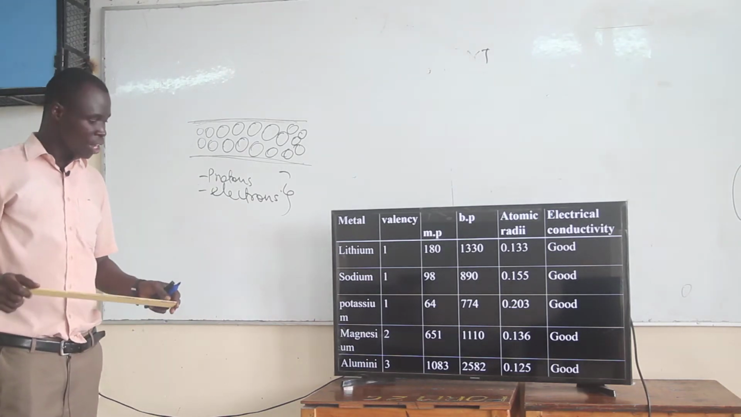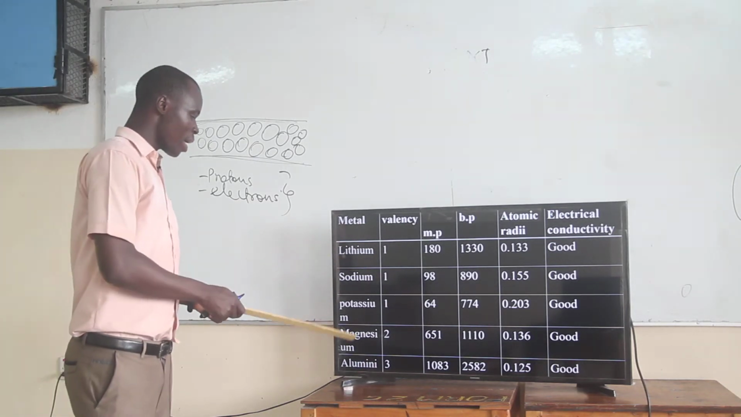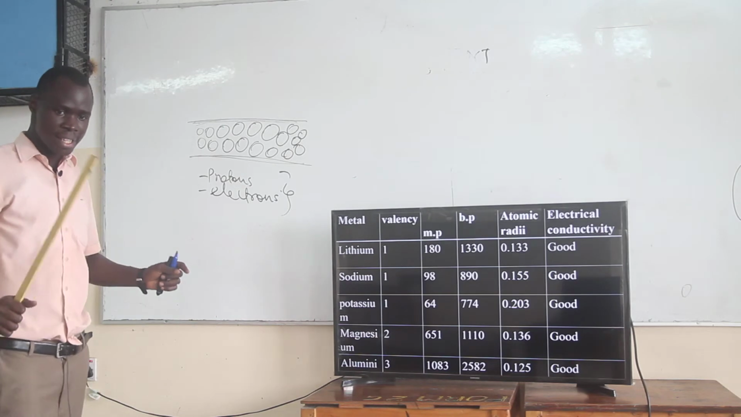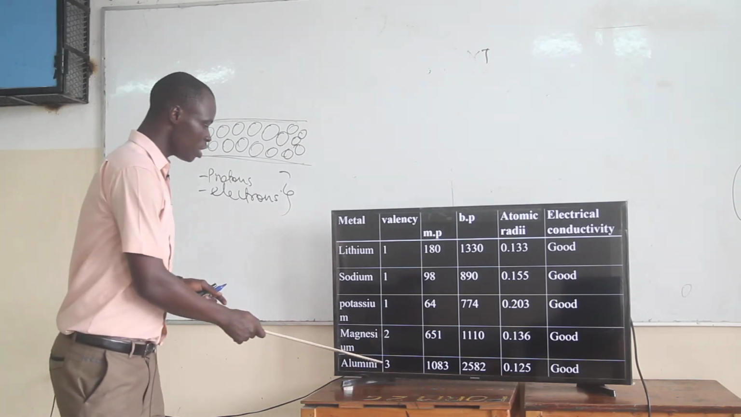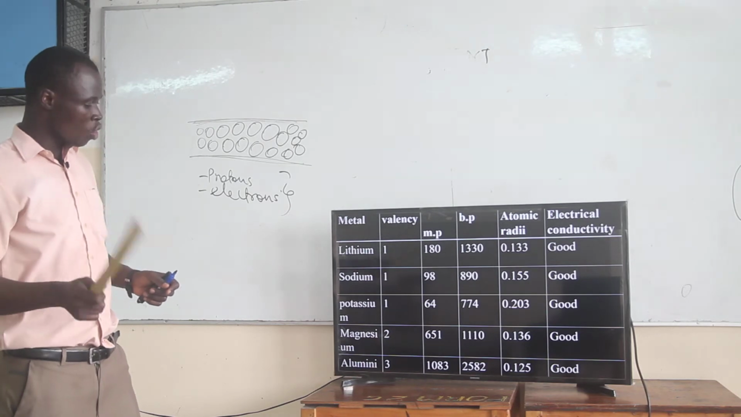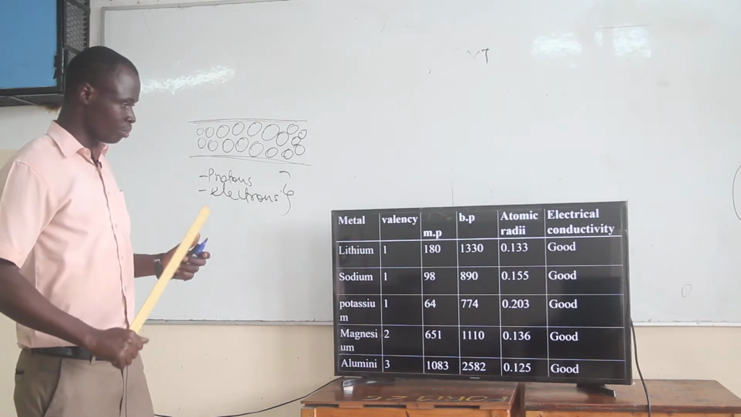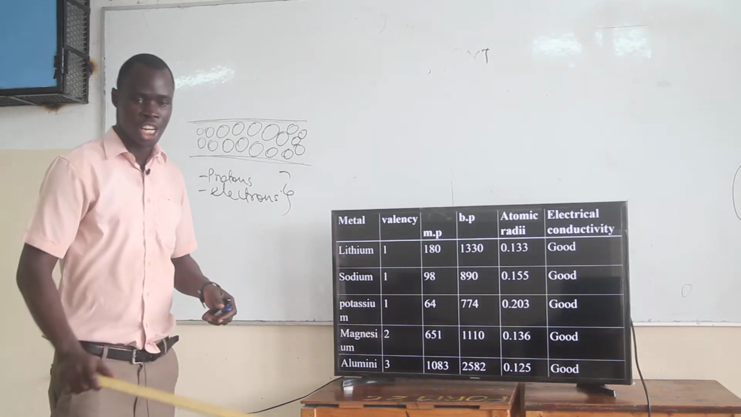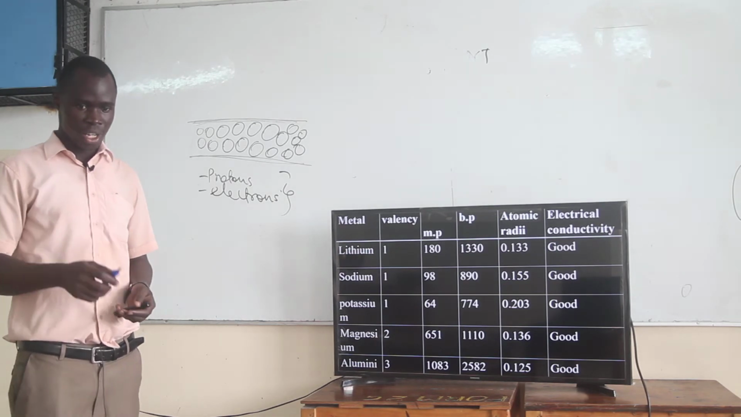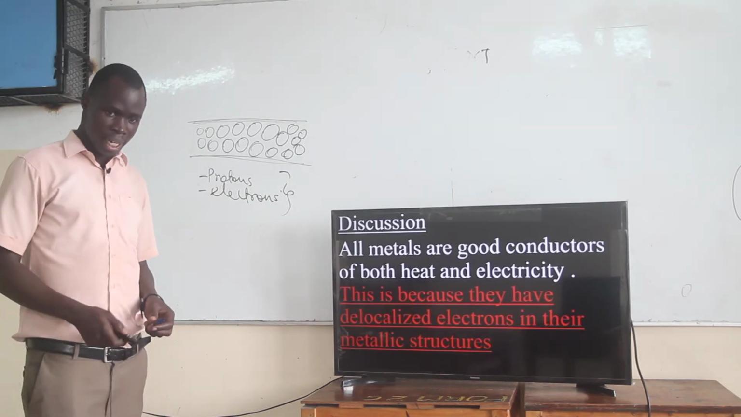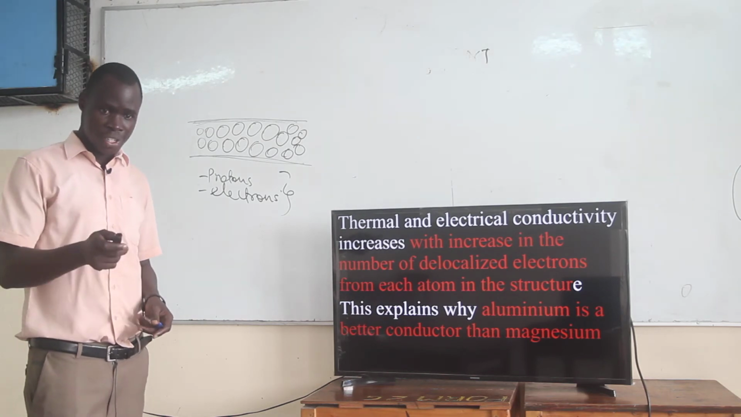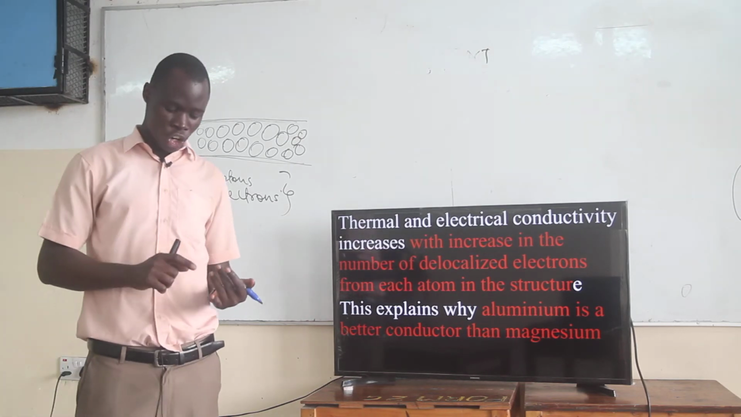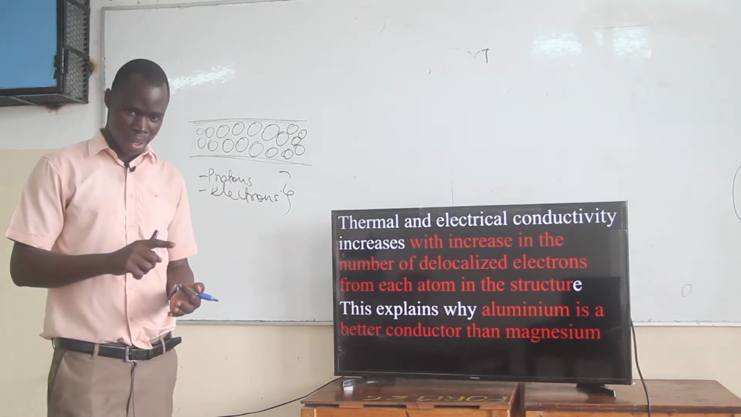Now, looking at these 3, the best conductor of electricity among these categories, this is group 1, group 2, and group 3. Group 3 is the best conductor of electricity since it has more electrons which are delocalized and can move through the structure. Followed by group 2, which has 2, followed by group 1, which has just 1 electron in the outermost energy level. So this explains why aluminum is a better conductor than magnesium. At the same time, magnesium is a better conductor than potassium, lithium, and sodium.